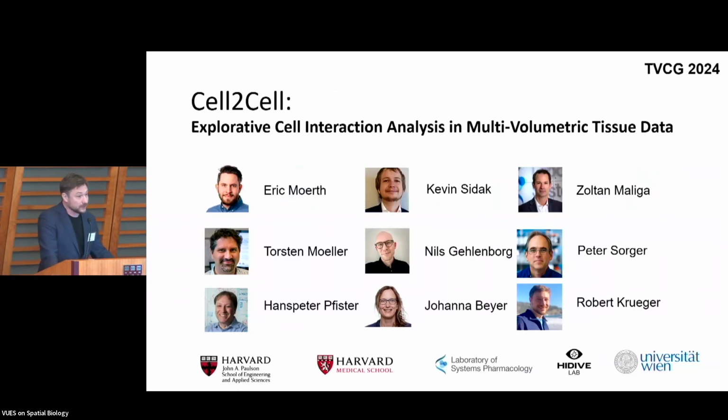And now on top of such multi-volume rendering approaches, one can build visual analysis capabilities. In this case, we focus on interaction analysis. So we wanted to look at how cells interact. This is also a collaboration between different labs here at Harvard. You see many familiar faces here, and the University of Vienna. And I also want to highlight Kevin Zidak and Eric Mert, who implemented this tool hands-on. So thank you so much for this. They basically realized this work.